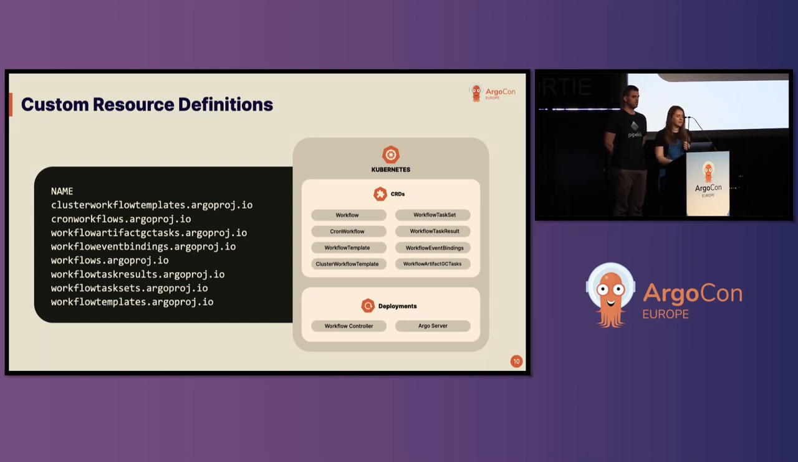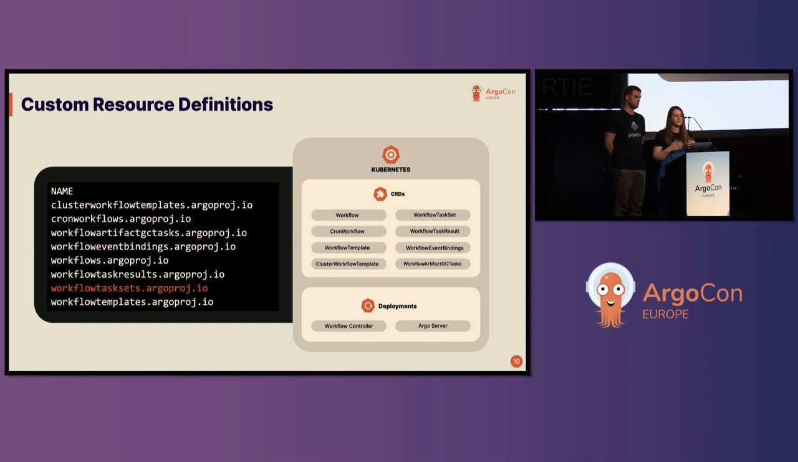The remaining CRDs handle exchange of data between the main workflow controller and the Argo exec agent, storing the output of workflow tasks, automated garbage collection of workflow artifacts, and workflow event bindings, which allow us to specify events that can trigger our workflows.